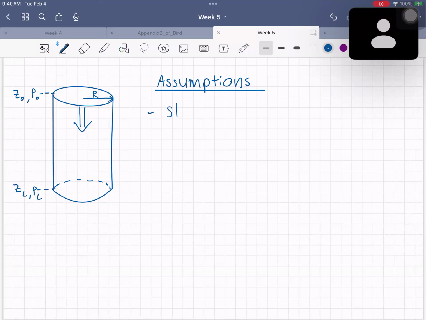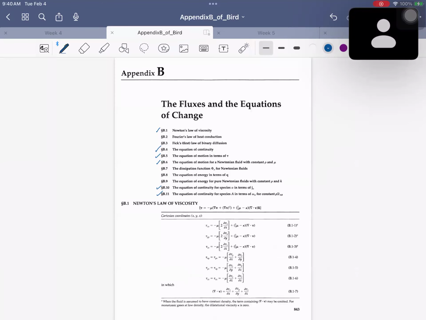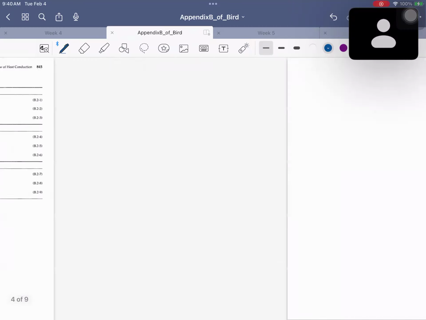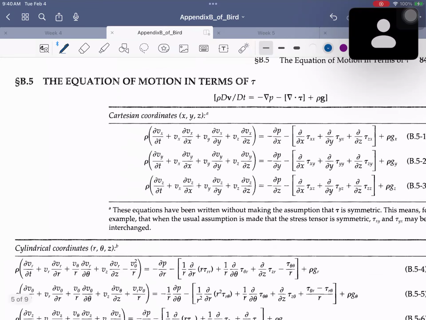The assumptions would be, of course, steady state, okay? And then anything else? Incompressible fluid, of course, because in this case, it doesn't specify what type of fluid is flowing through this pipe, right? It can be compressible or incompressible fluid. So if you don't specify that it's an incompressible fluid at the beginning, it means that when you apply the equation of motion, you have to use the equations in B5, which is right here, the equation of motion in terms of shear stress, tau, right?